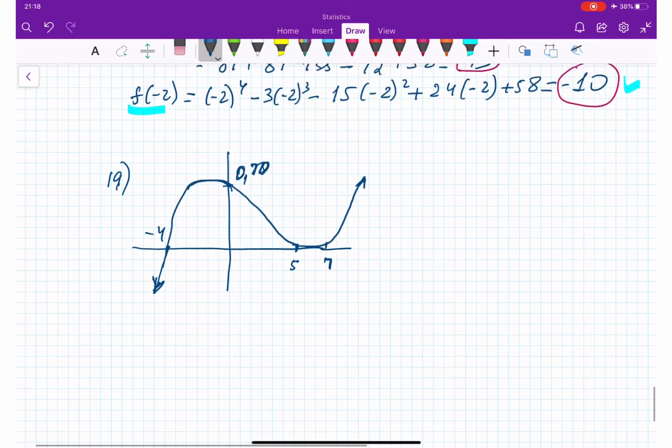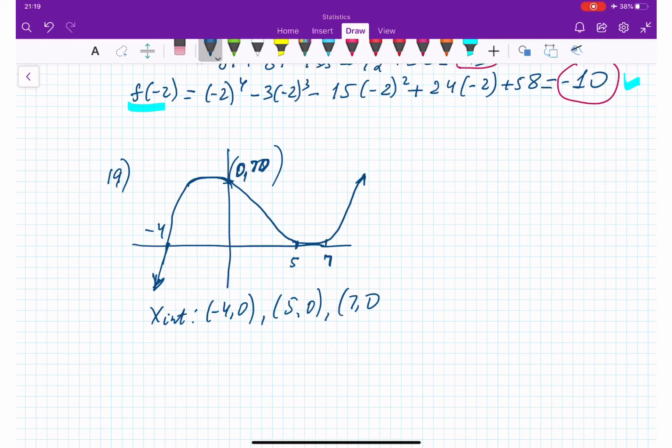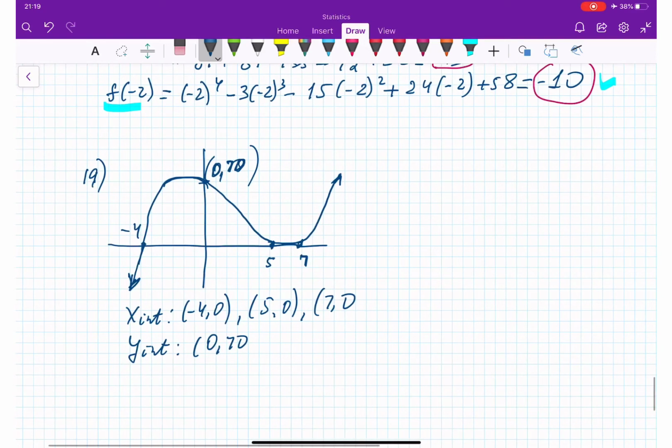Okay, so how are we going to work? First of all, let's identify the intercepts. X-intercepts are negative 4 and 0, 5 and 0, and 7, 0, right? These points, 1, 2, 3. Y-intercept is 0, 70.